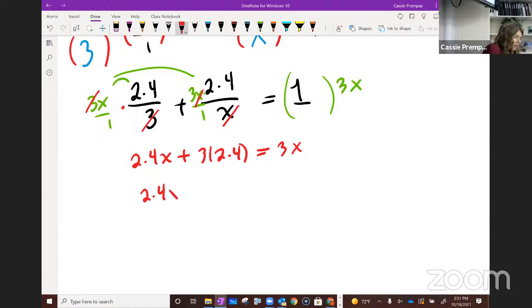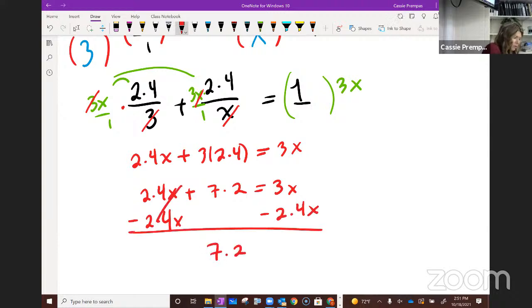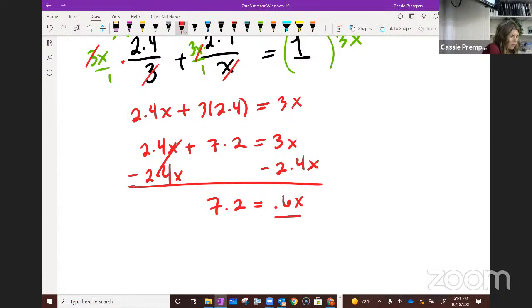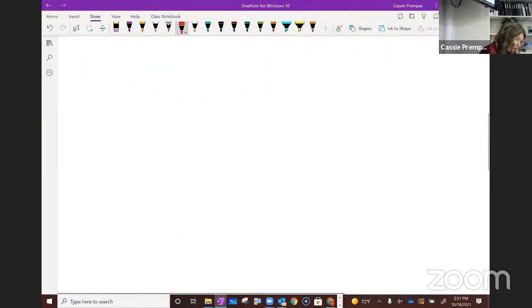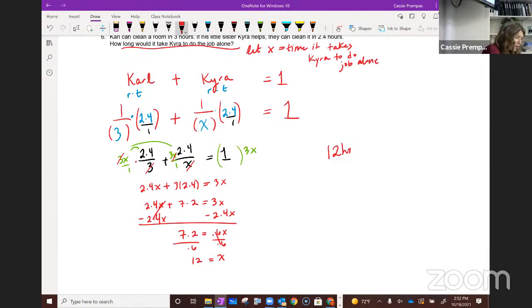Then we start simplifying. So I have 2.4x plus 7.2 is equal to 3x. Then we subtract 2.4x from both sides, giving me 7.2 is equal to 0.6x. And then divide by 0.6. And we get x is equal to 12. So if I'm answering the question, how long does it take Kira to clean the room on her own? 12 hours. She is a slow little cookie, but she is a helper. So it takes Carl less time than it would by himself, only 0.6 hours less.